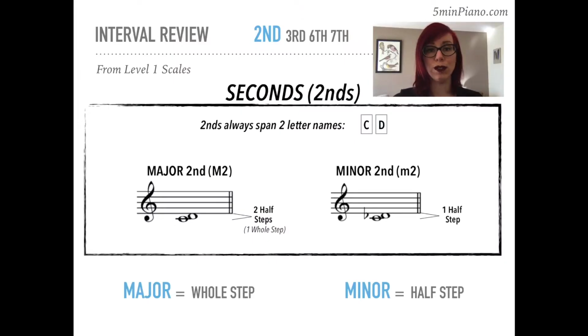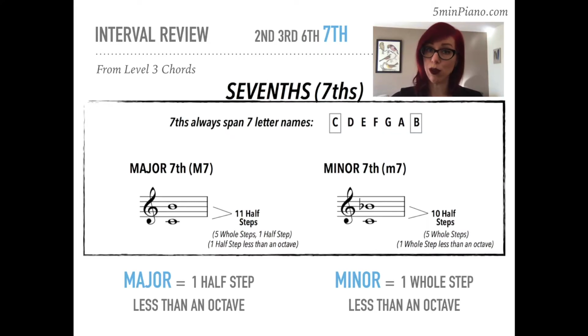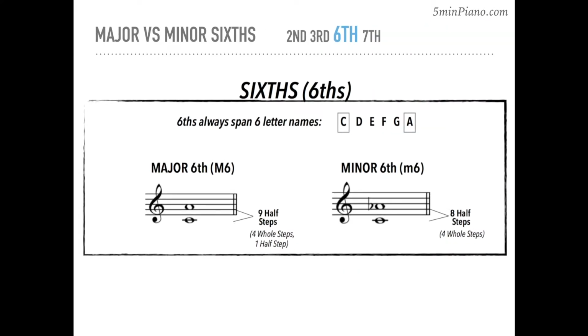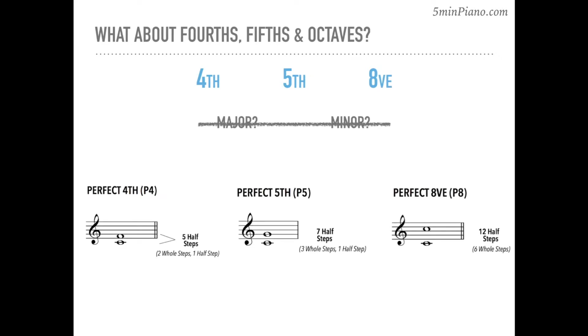We first learned major and minor seconds in level 1 scales, though not by this name. We learned them as whole steps and half steps. And we looked at major and minor thirds in level 2 chords, and sevenths in level 3 chords. So the only one we're missing is sixths. And you may be thinking, wait a minute, you skipped over fourths, fifths, and octaves. Well, these intervals cannot be major or minor. There's only one commonly used form of them, which we refer to as perfect.